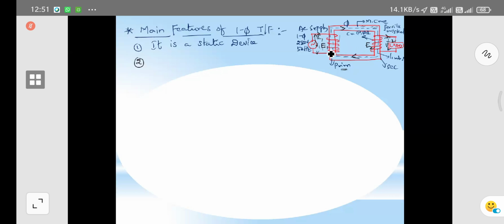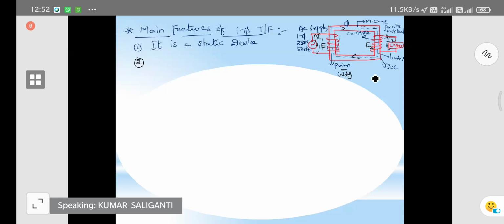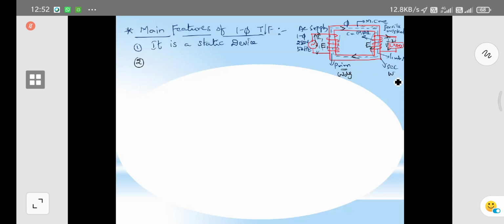The electrical circuit which receives the electrical energy from the supply is known as the primary winding, and the other circuit, which delivers the electrical energy to the load side, is known as the secondary winding. So, the electrical circuit which receives the electrical energy from the supply or source is known as the primary winding, and the other circuit which delivers the electrical energy to the load side is known as the secondary winding.